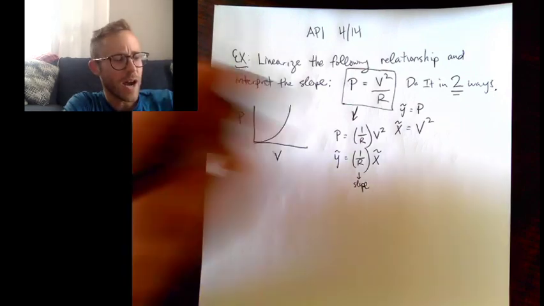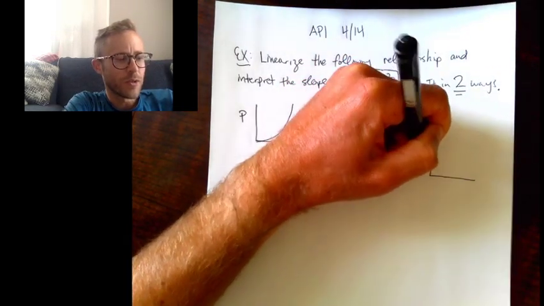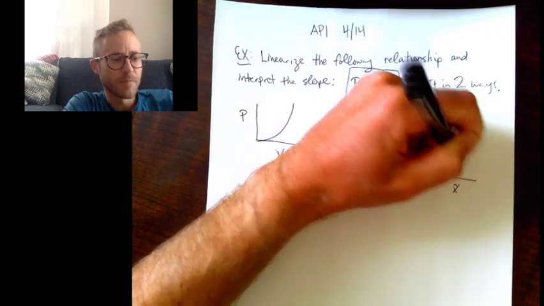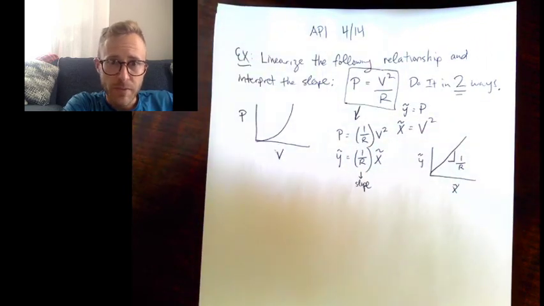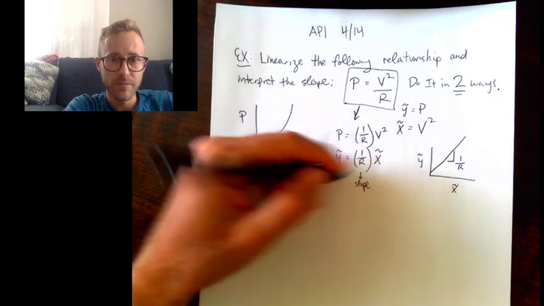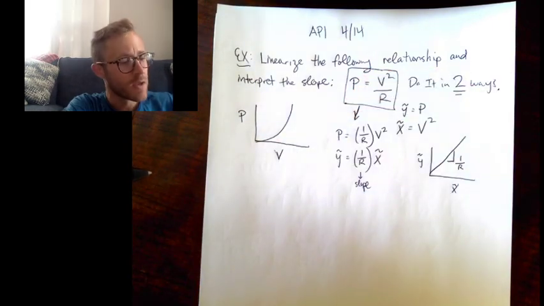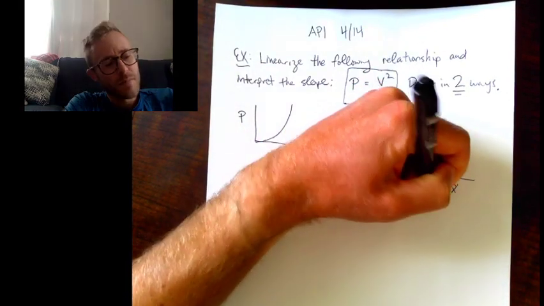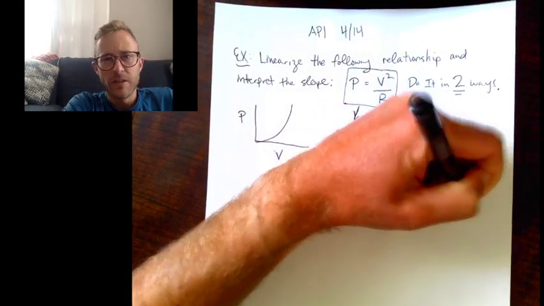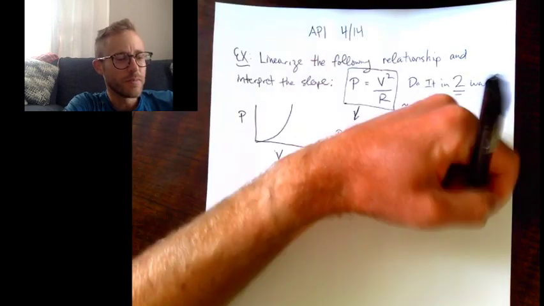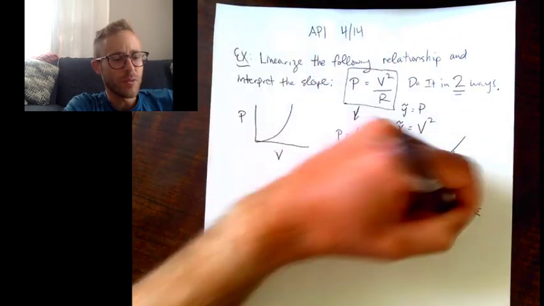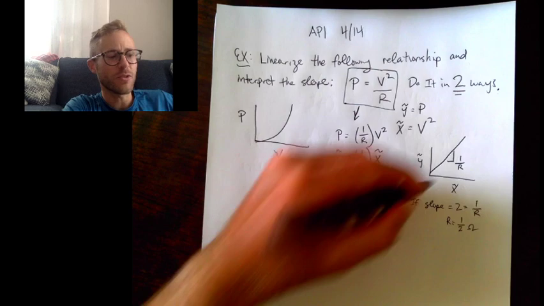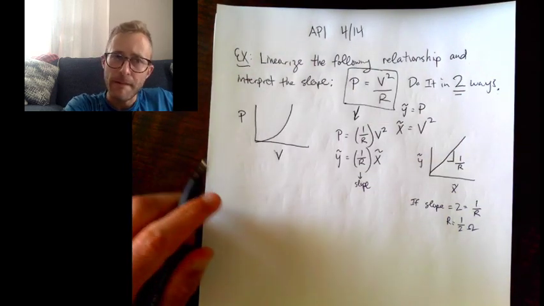Okay, so if we graphed Y squiggle versus X squiggle, we would get a straight line and the slope would be 1 over R. So for example, if you graph this and the slope was 2, then that means that 1 over R is equal to 2, which says that R is equal to 1/2 an ohm, something like that. So that's the interpretation of the slope. The slope is 1 over R. All right?